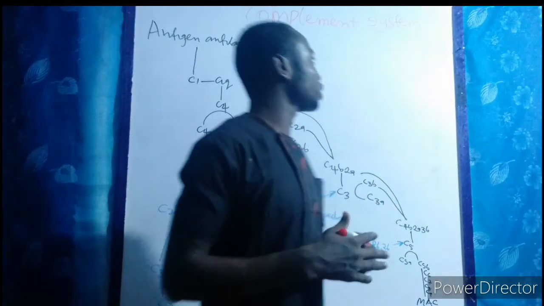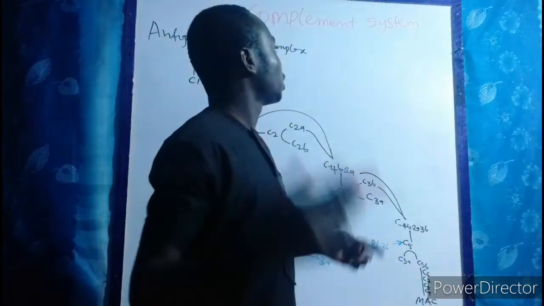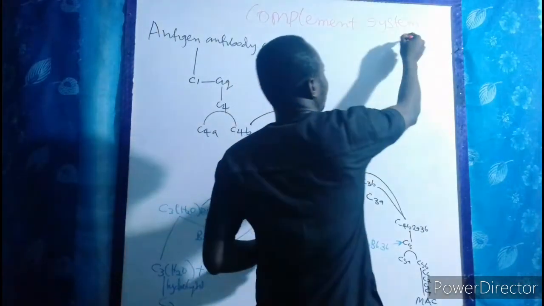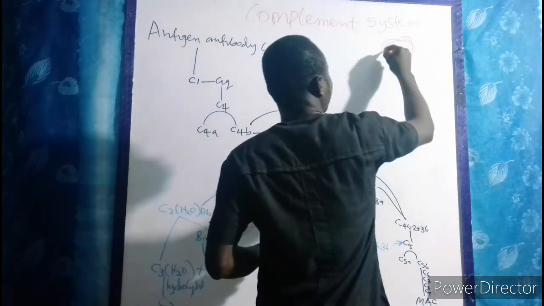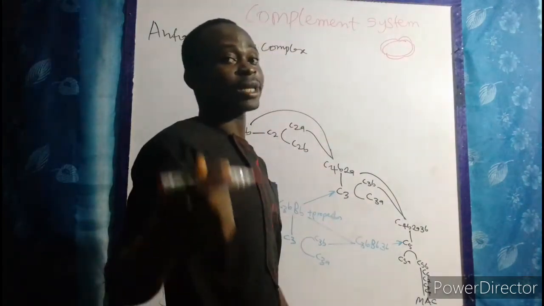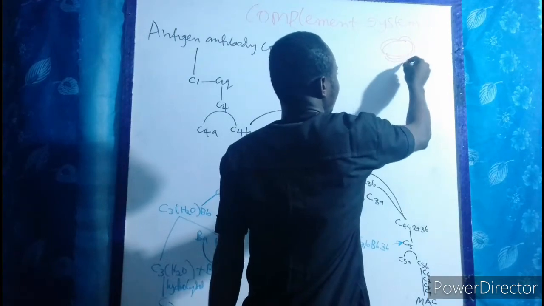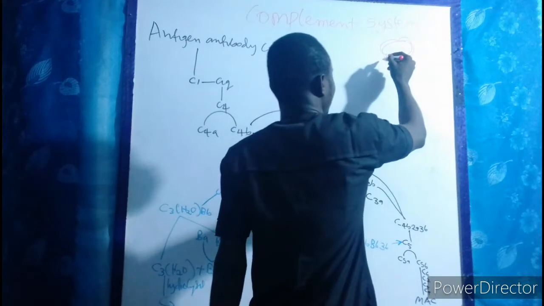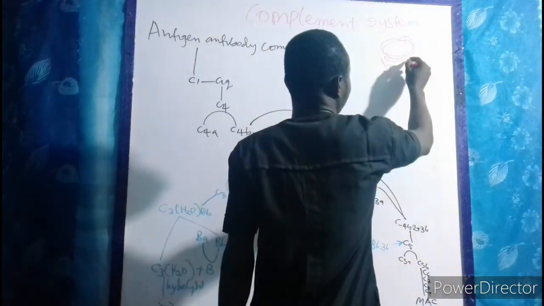The lectin pathway is due to the presence of an organism with mannose on its membrane. The presence of this organism is recognized by mannose-binding lectin produced by the liver. So let's say this is our Candida. The organism is recognized by mannose-binding lectin. It will bind to it and stimulate other proteins like mannose-binding lectin serine protease 1 and mannose-binding lectin serine protease 2.